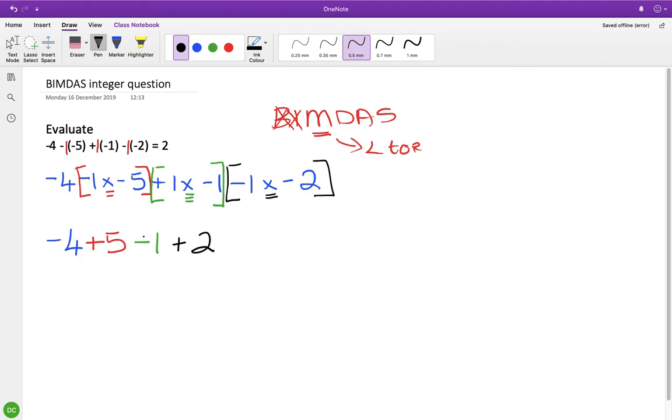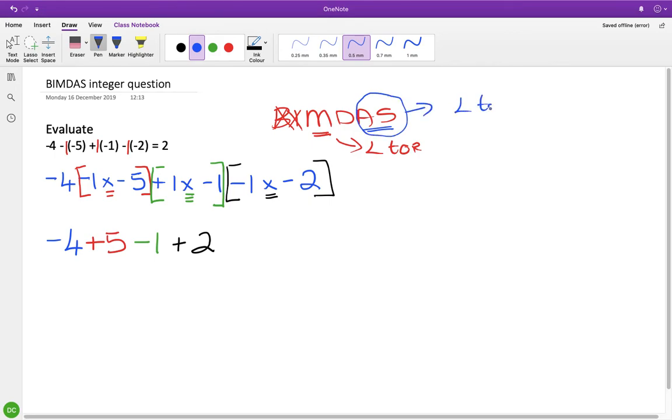Okay, so then all the multiplications are gone, so we're down here now in add, subtract, and addition, subtraction is just done again from left to right. So the first one we're going to do is here, which is -4 plus 5. So here the signs are different.